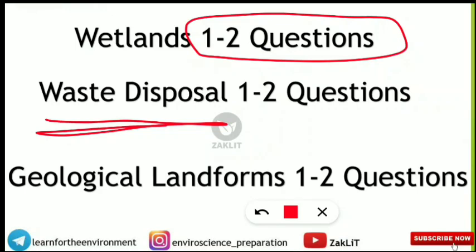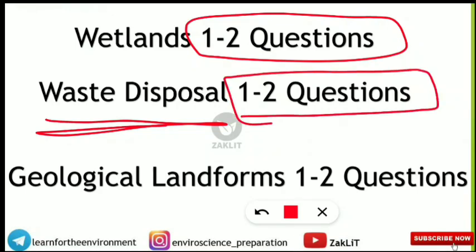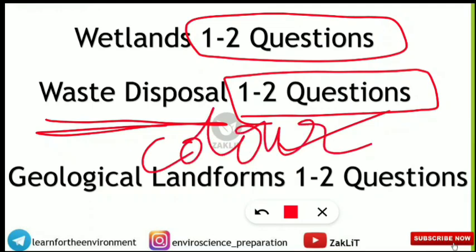This is also very important. 1 to 2 questions are 100% for sure they will be coming. Waste disposal means biomedical waste disposal. Also most frequently asked are the color bins where these are dumped, and what are the treatment processes, solid waste management. So all these things come under waste disposal. 1 to 2 questions are definitely coming.